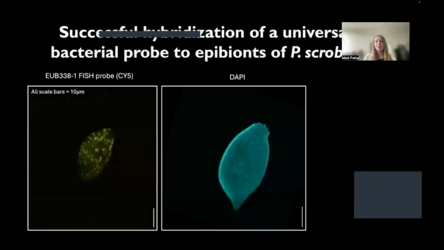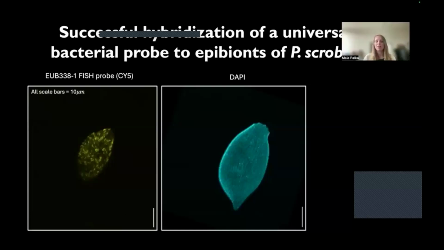So the next step to this project is to determine the identity of these bacterial symbionts, and that involves a few different steps. First, we need to barcode these bacterial symbionts to determine their molecular identity. But barcoding results can be affected by contamination. So it's important to also confirm the identity of these symbionts using something called fluorescence in situ hybridization.